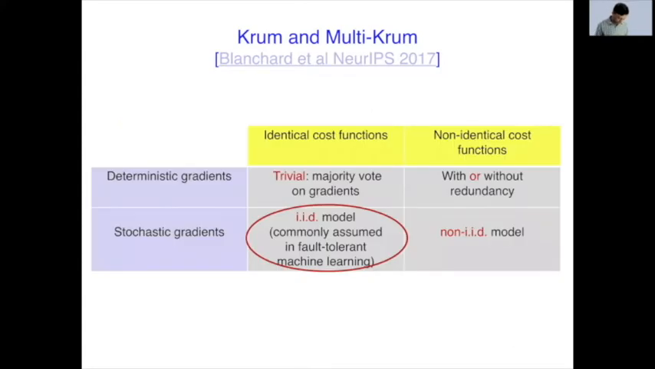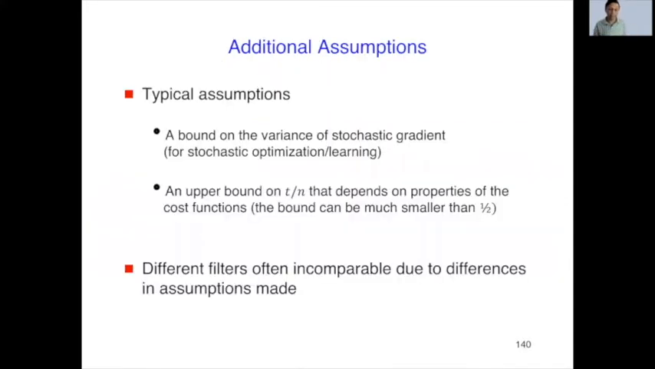Okay, so like I said earlier, this particular filter was introduced for the case of stochastic gradients, in particular the case where the agents have produced gradients with identical distribution, the IID model. And like I said earlier, even though the gradients have identical behavior on average, the problem is interesting because the gradients themselves are not identical. The stochastic gradients are not identical.